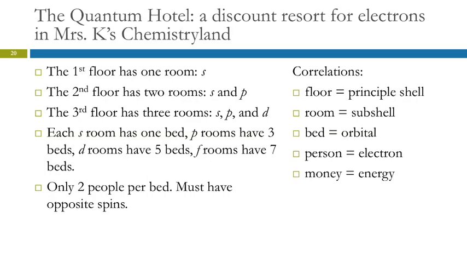S rooms all have 1 double bed. P rooms have 3 double beds, D rooms have 5 double beds, and F rooms have 7 double beds. I told you things were a little strange in chemistry land. Have you ever seen a hotel room with 7 beds in 1 room? That's weird. We have rules in the hotel. You can only have 2 people in a bed, and they have to have opposite spins. Well, what does that mean?